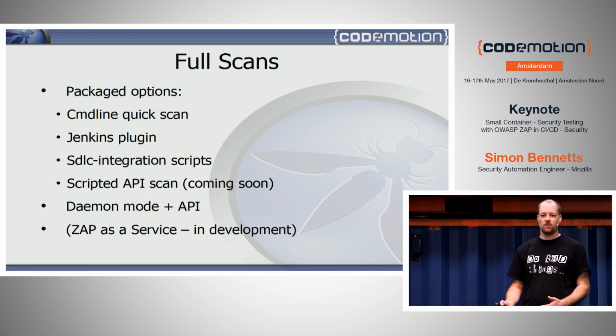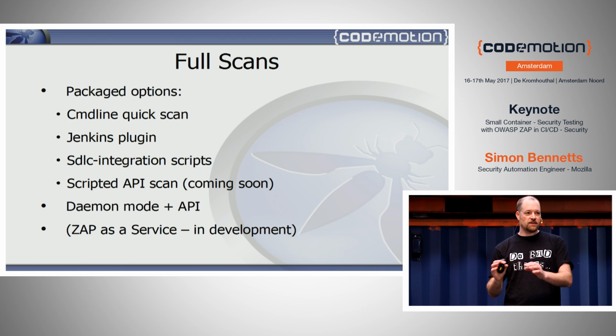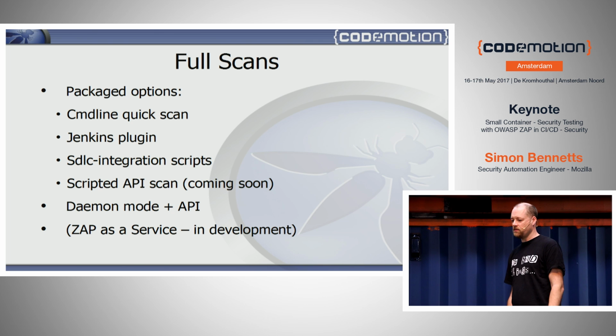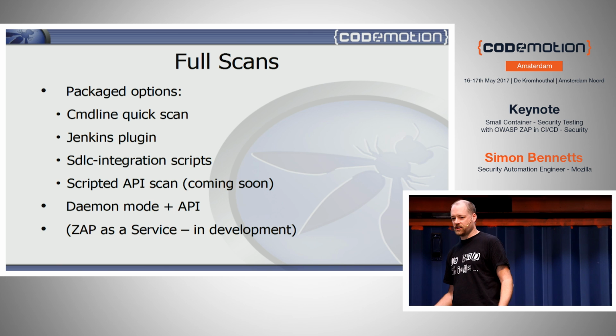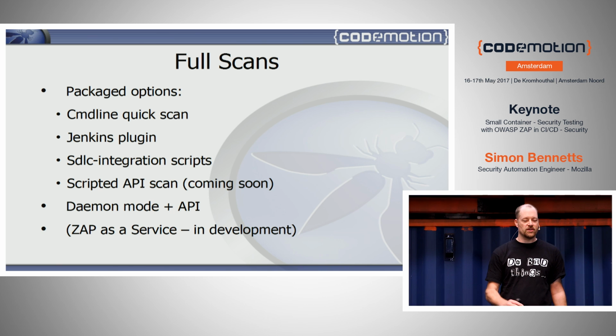So whether that's using SOAP or Swagger, OpenAPI, just give it that definition, and then it will go and scan the API. That's going to be coming soon, working on that at the moment. But we have the daemon mode and API, and that gives you complete flexibility. You can do pretty much anything you can do with the ZAP UI.